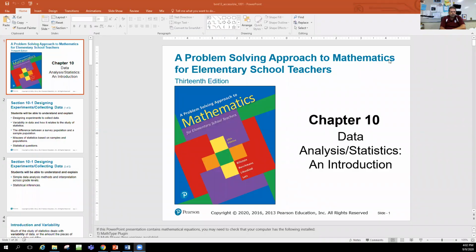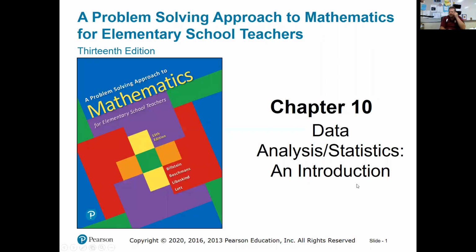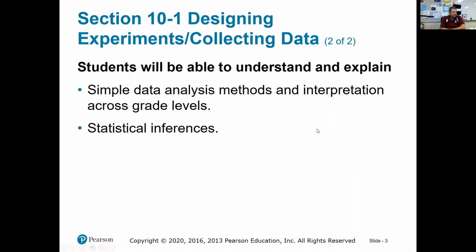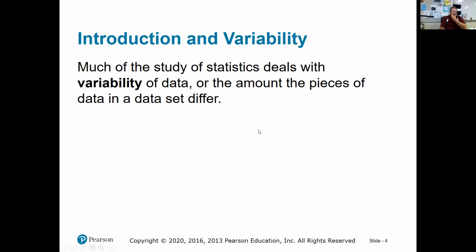All right, so we are talking about chapter 10, which is data. Some of the stuff you're going to find, especially on homework, is you're just maybe reading a lot of things, reading graphs. We're going to talk about collecting data, a little bit on the variability of data, not a whole lot. The difference between survey and sample populations, and misuses of statistics, which used to be in the 10.5 section. That's kind of where this has gone. Also some inferences and stuff like that. So we're going to kind of go through this.